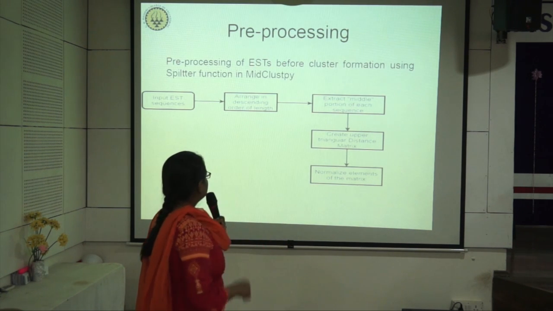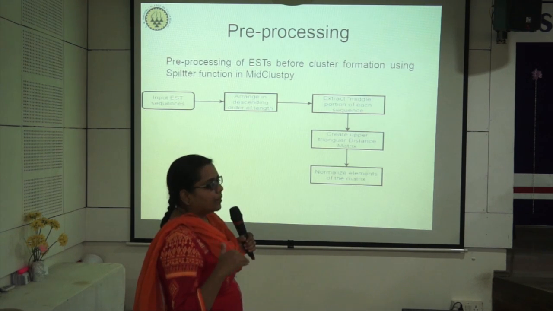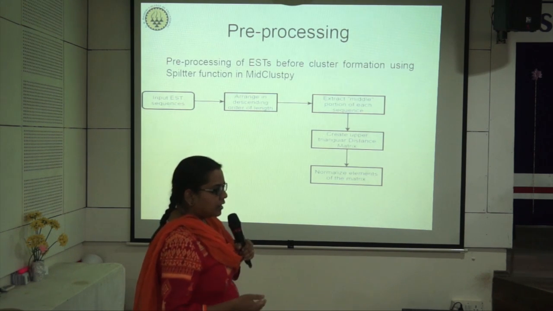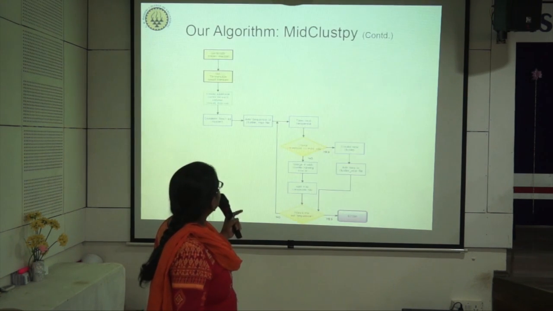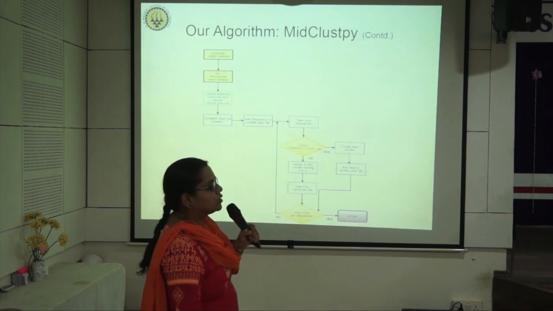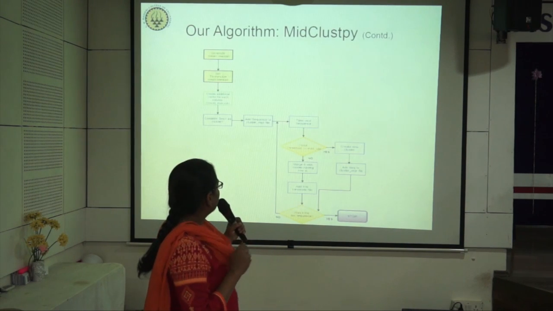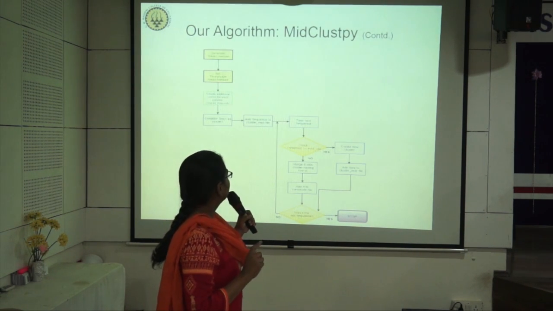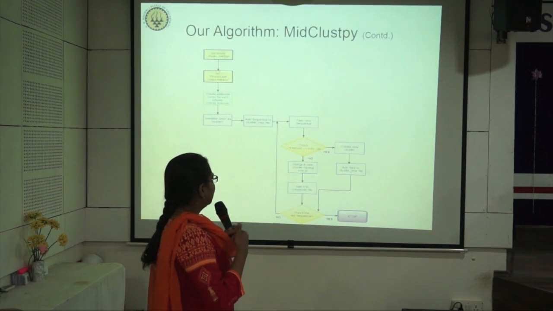Pre-processing is: input EST sequences, arrange them in descending order, extract the middle portion, create an upper triangular matrix. So input sequences. This is our main algorithm where we have generated the mean and median. Threshold is set to mean or median. We have created an additional vector called row ID and max value which we consider for the particular column. Sequence 1 is considered as the first cluster. Then a clean cluster representative file is generated. The next sequence is taken.